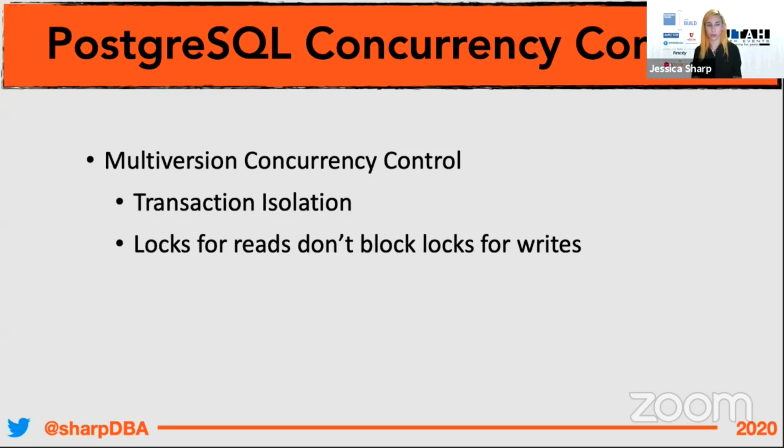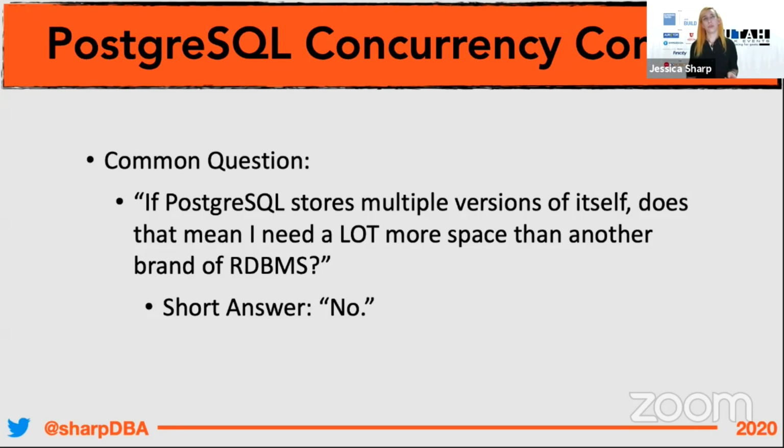Very oversimplified version, but we're going to leave it at that for now. A common question I get about this, and in all fairness one of my first questions when I thought through MVCC too, was: if Postgres is storing multiple versions of itself, doesn't this mean I need a lot more disk space for my database than I did in, I don't know, Oracle? And the short answer is no.